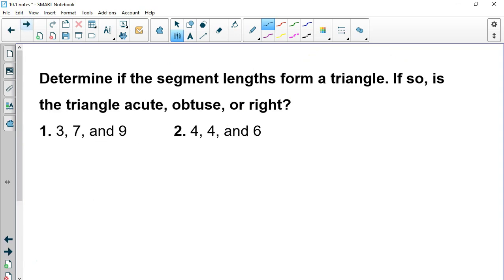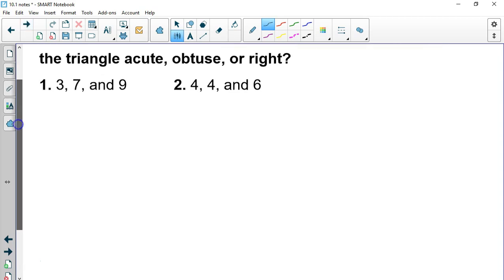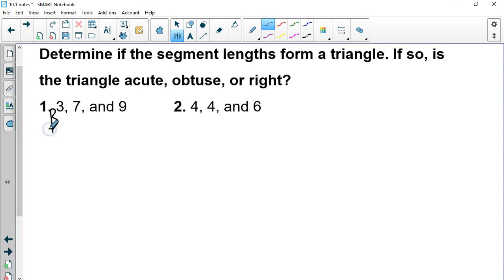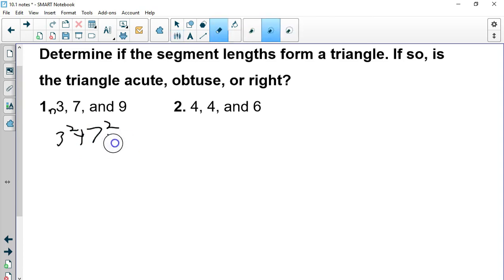All right, so determine if the segment lengths form a triangle. If so, is it acute, obtuse, or right? Well, we're just going to use the Pythagorean theorem again. So 3 squared plus 7 squared. Well, we're not going to say equals because we don't know. We're just going to leave it blank there.